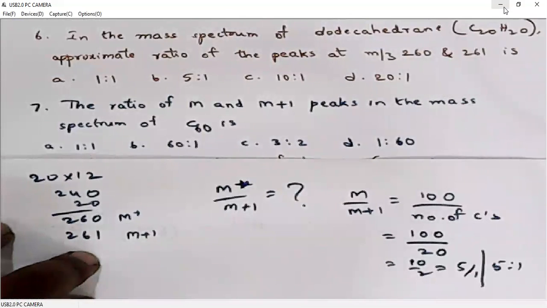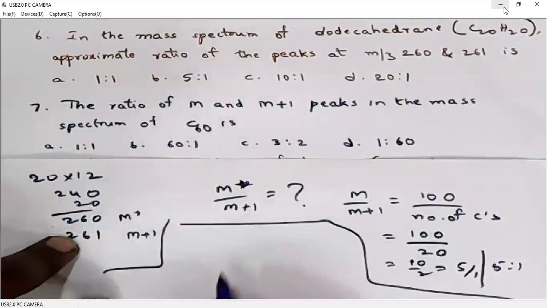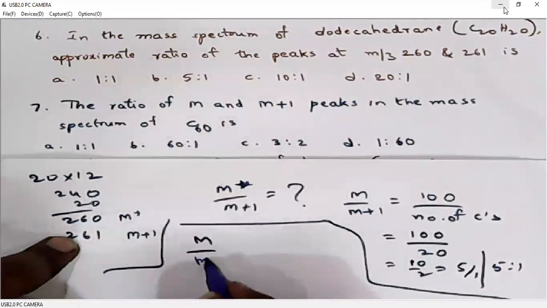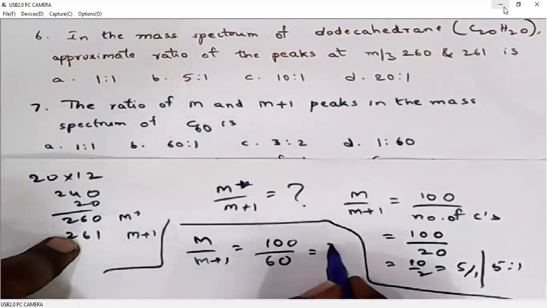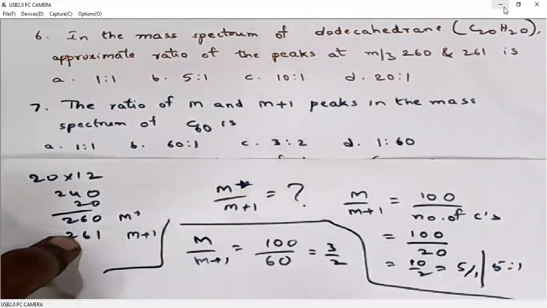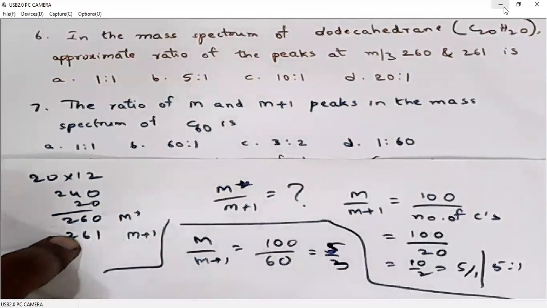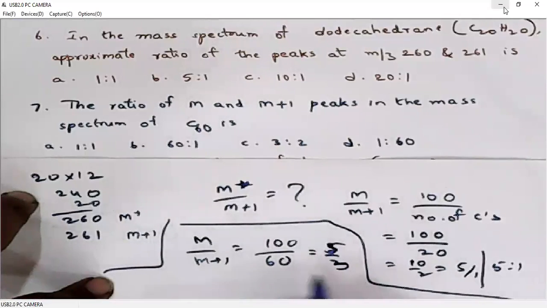The ratio of M and M plus 1 peaks in the mass spectrum of C60 is? The number of carbons is given, so the M by M plus 1 peak intensity is equal to 100 by 60. So it is 5 by 3. Right? 5 by 3. If 5 by 3 is not given, then go for further simplification.